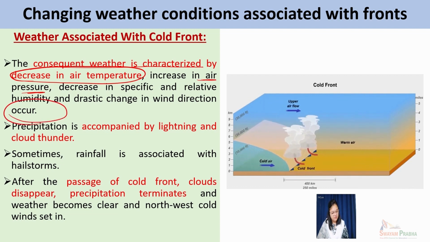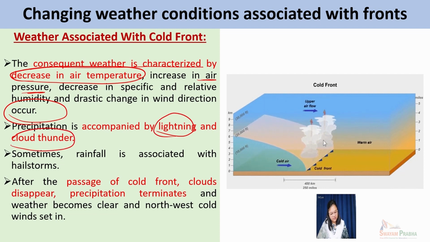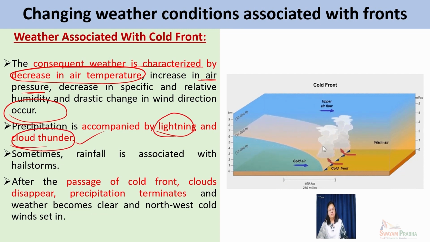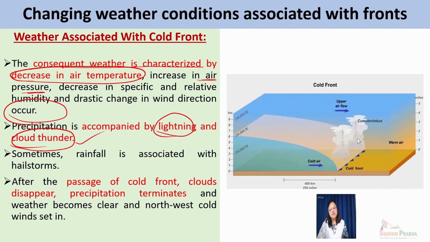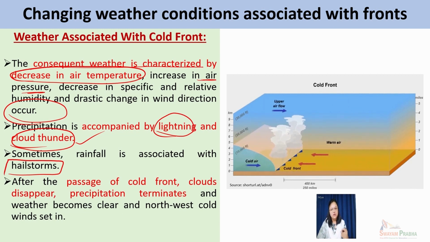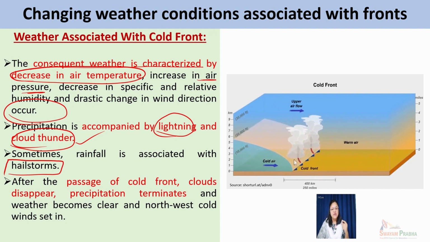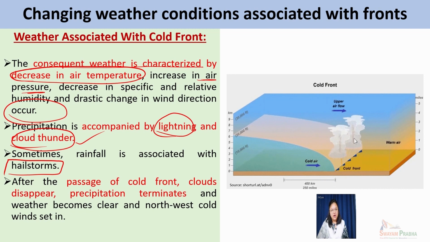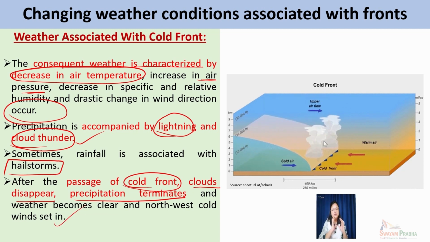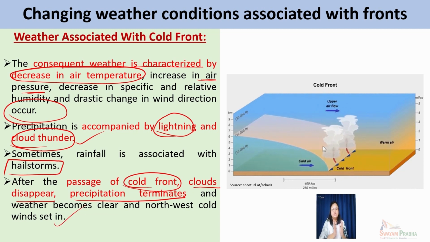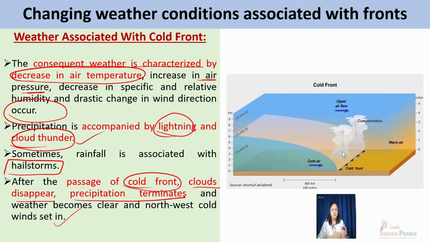Precipitation is also accompanied by lightning and thunder because of the formation of cumulonimbus clouds in these zones. Sometimes the rainfall is also associated with hailstorms, because the warm air suddenly gets lifted up and cools down, and sometimes the temperature is very low, leading to hailstorms. After the passage of the cold front, clouds disappear, precipitation also terminates, and weather becomes clear and northwest cold winds set in. So these were the changing weather conditions associated with the warm front and with the cold front.